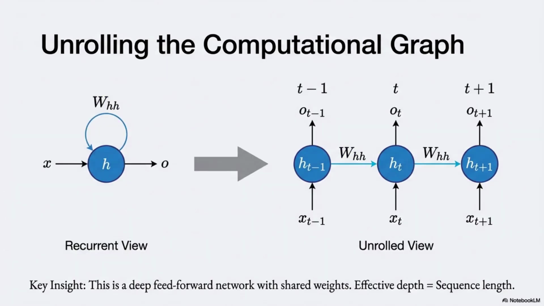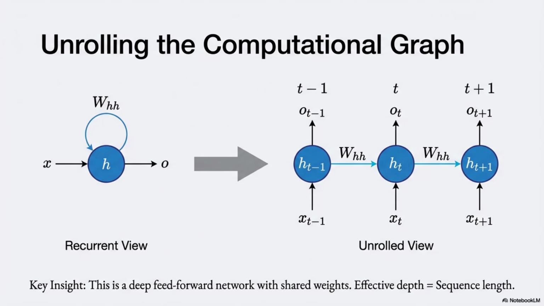Now, that little recurrent loop in the diagram can be a bit hard to reason about. So here's a really powerful way to think about it. We can unroll the network through time. Look at this diagram. The compact, loopy version on the left is exactly equivalent to the long, unrolled chain on the right. And when you look at it that way, a light bulb should go off. An RNN is really just a very, very deep feed-forward network. The depth isn't a hyperparameter you choose. The depth is the length of your sequence. And here's the kicker. Every single layer in this deep network shares the exact same weights. This is the crucial insight you need to understand how we train them.